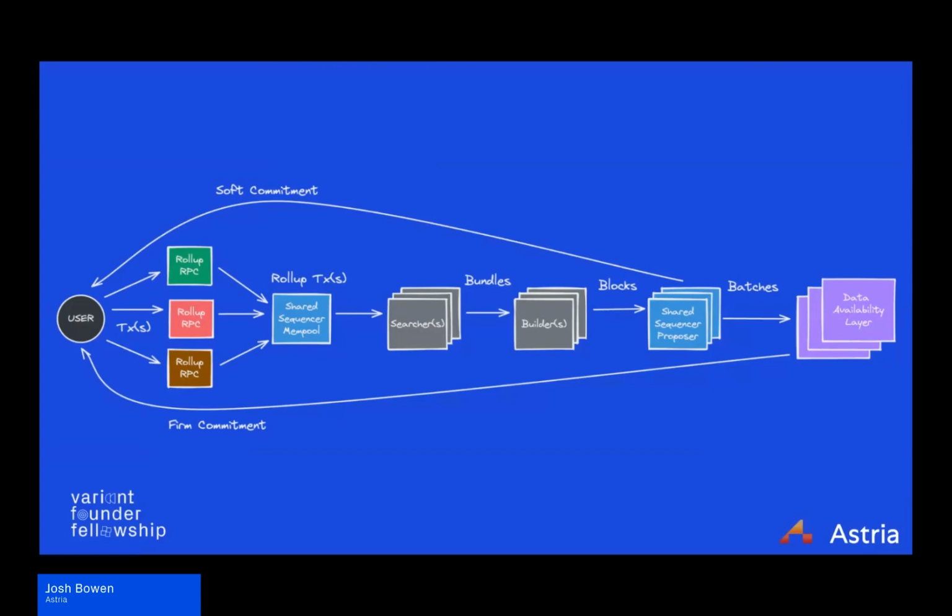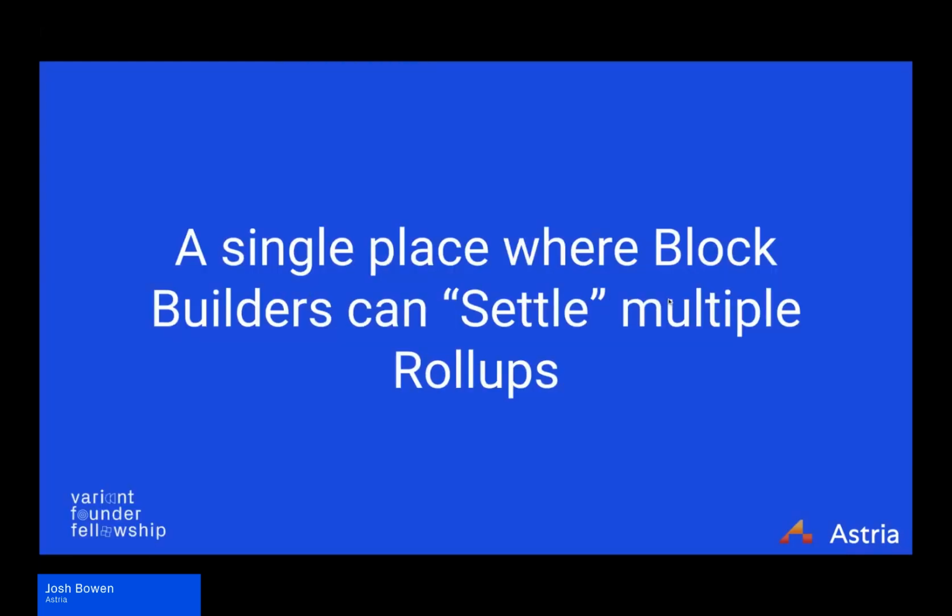It is the proposer that, when it signs a block, says this is the next valid block in the chain per the leader selection mechanism, whether this is something like Gasper or Tendermint or theoretically a proof of work thing. It is a single place that can settle multiple rollups, because you have one block that contains multiple rollups.